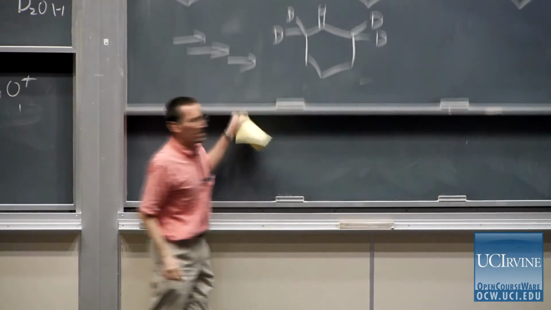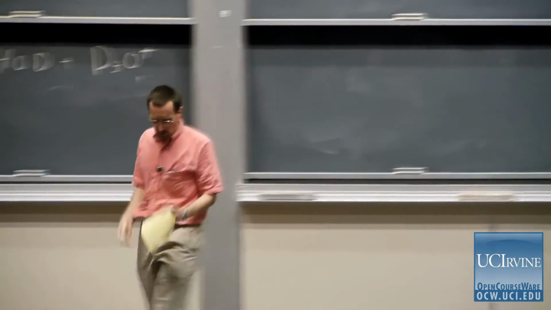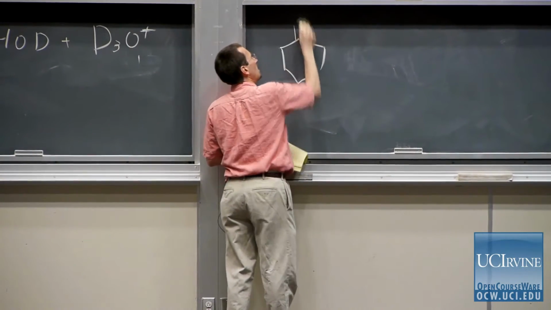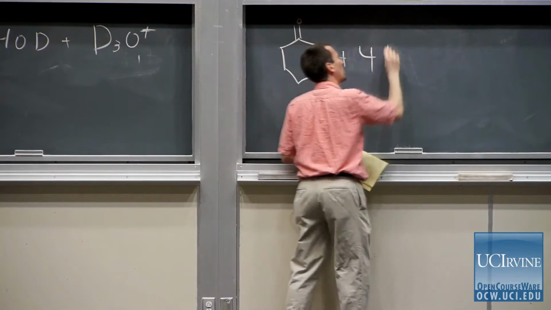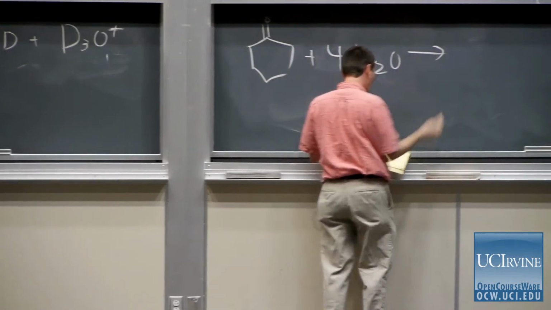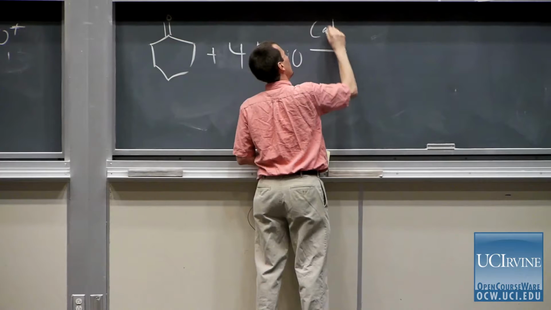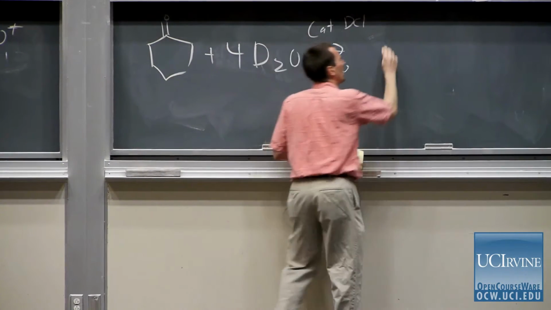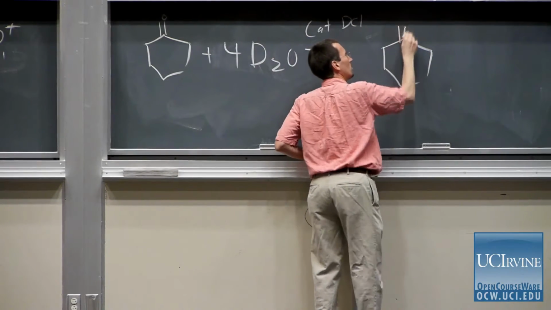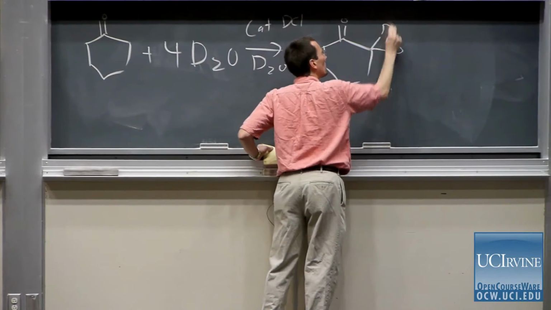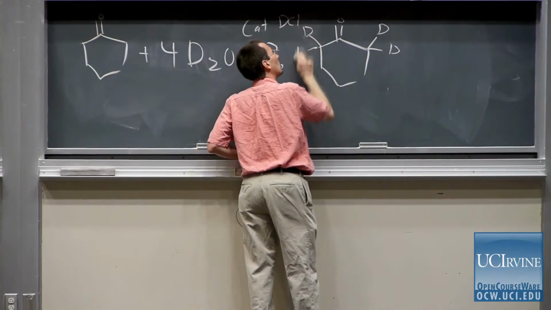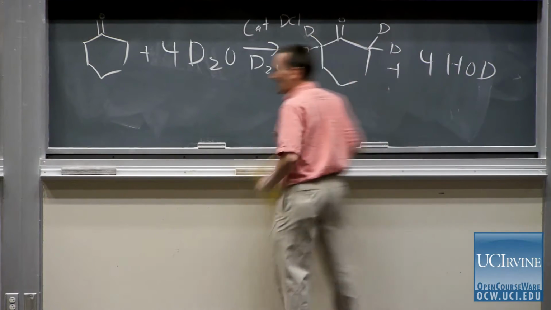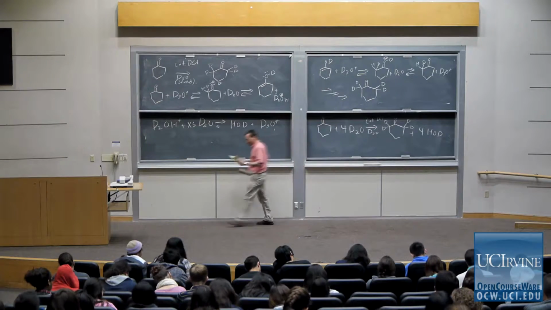Organic chemists are terribly bad at balancing equations, but if I want to write a balanced equation, I would write that our ketone plus 4 D2O, with catalytic DCl in D2O solvent, goes to the fully deuterated ketone plus 4 HOD in lots and lots of D2O.